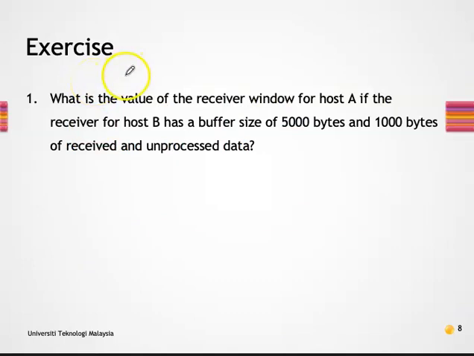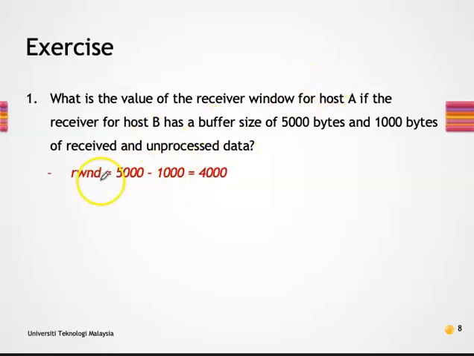Okay, so this is an exercise that we are going to do. For example here, what is the value of the receiver window for host A if the receiver, host B, has a buffer size of 5000 bytes and 1000 bytes of received and unprocessed data? Given these two values, you can easily determine the receiver window size.